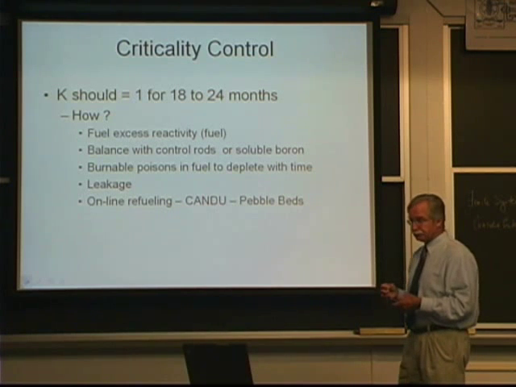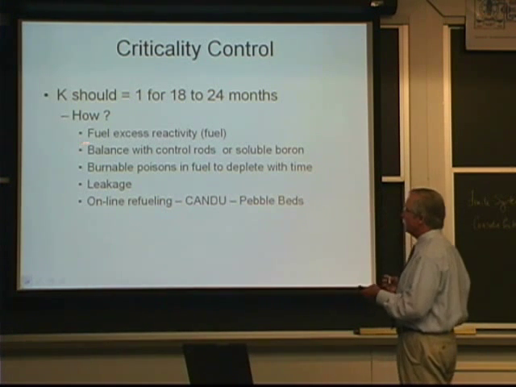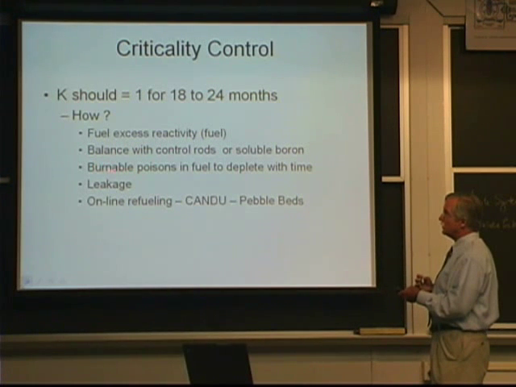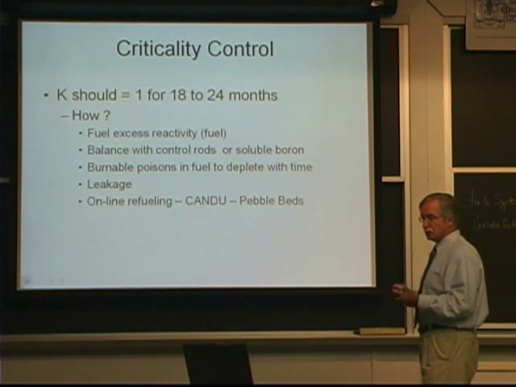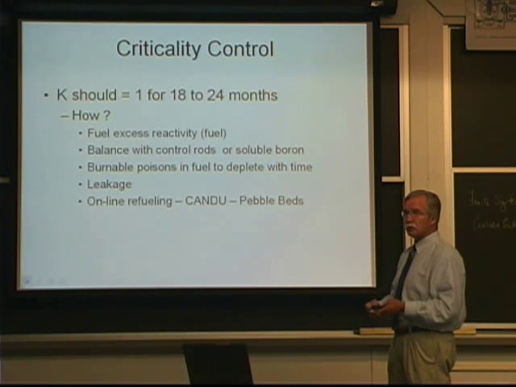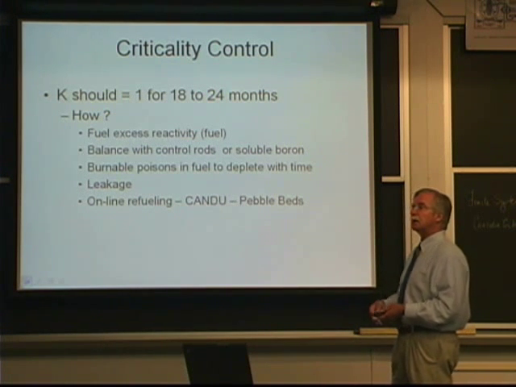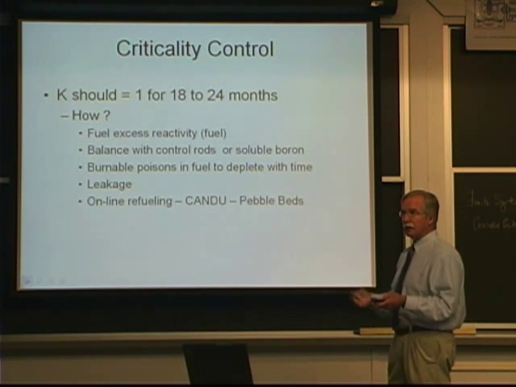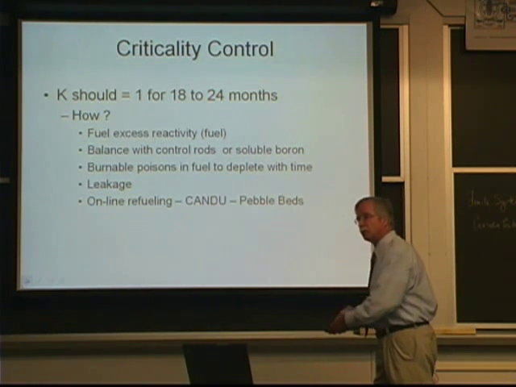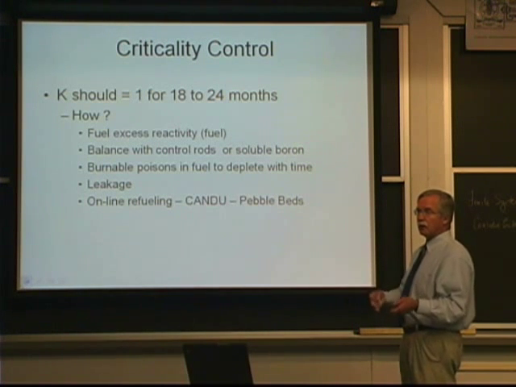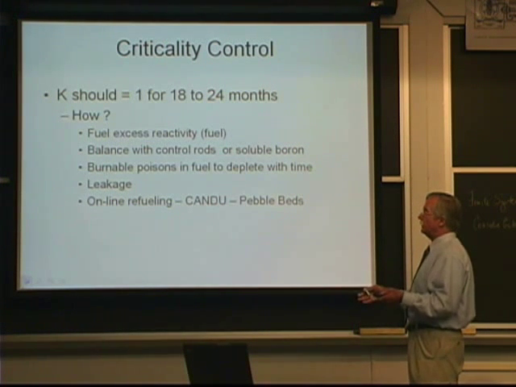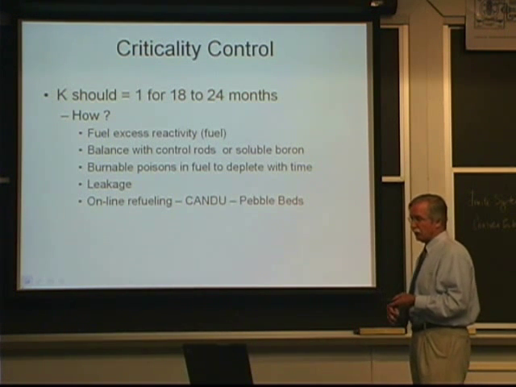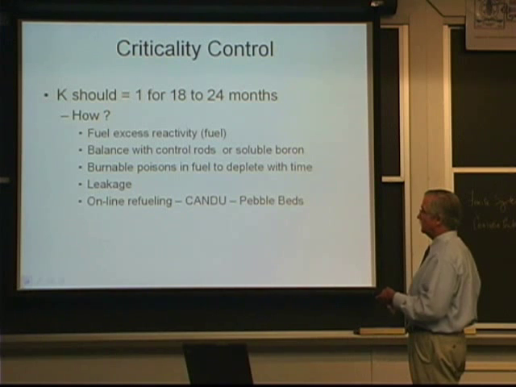The way one does it for BWRs, they use two things. They use a burnable poison, which is a neutron absorber that you put into the core with the fuel, such that when a neutron is born, it hits it rather than the fuel and creates a longer life fuel, because the burnable poisons capture excess neutrons without fissioning the fuel.